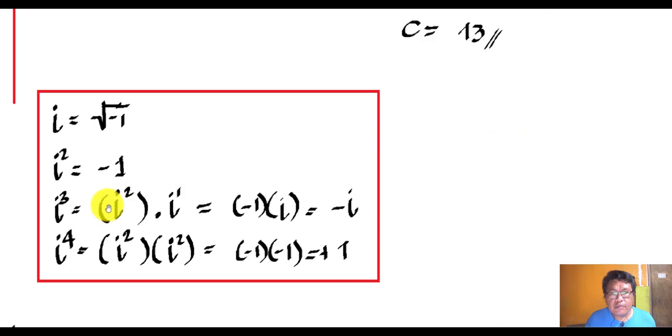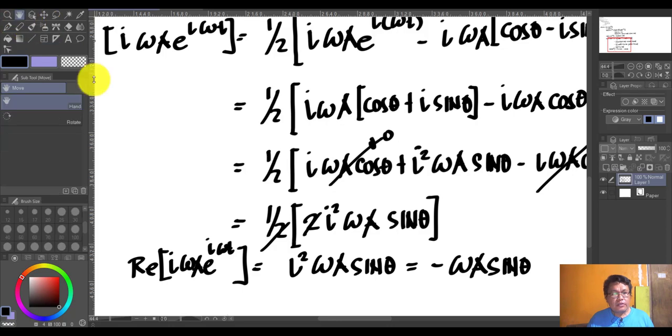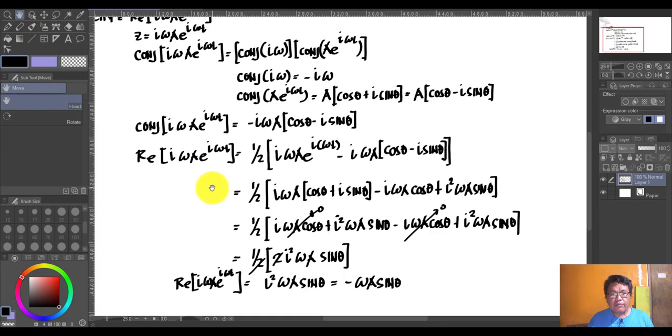Now going back from my previous lecture, the i squared, this one, is equal to -1. So let's try to substitute that one. So my real part here, that is i squared, so we change to negative, so we have here the real part of my velocity, that will be angular velocity ω, amplitude A, sine of theta. Okay, so that will be the real part. So let's have a recap of this one. So let me do a quick overview.